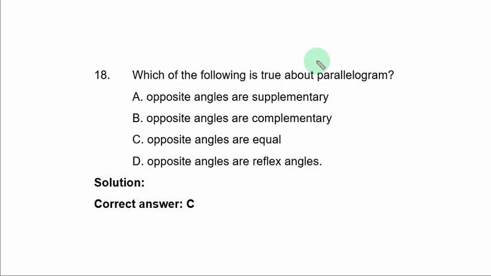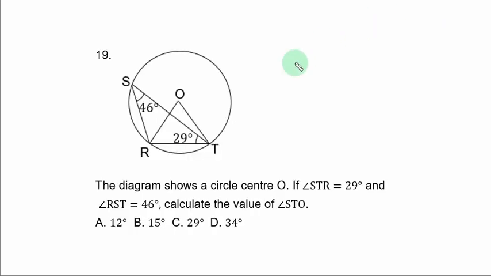Question 18. Which of the following is true about a parallelogram? Opposite angles are equal. C is the correct option. Question 19. The diagram shows a circle center O. If angle STR is 29 degrees and angle RST is 46 degrees, calculate the value of angle STO.